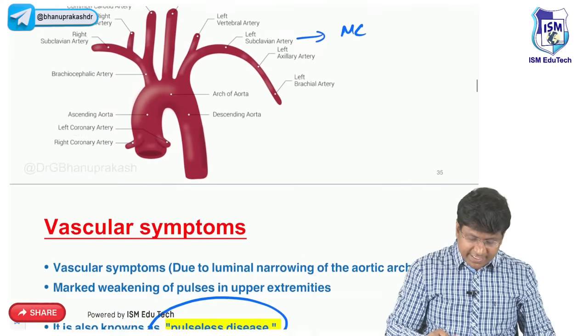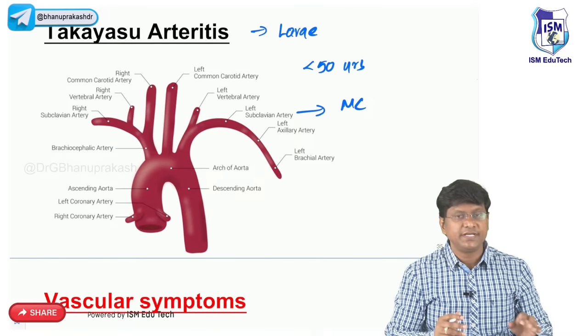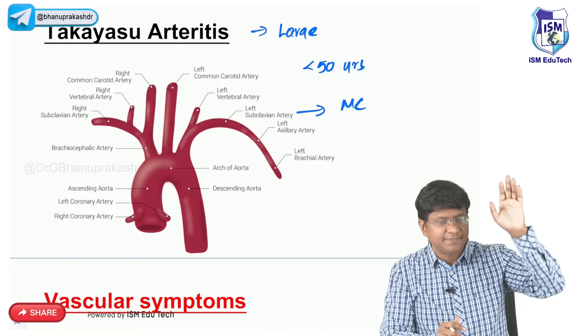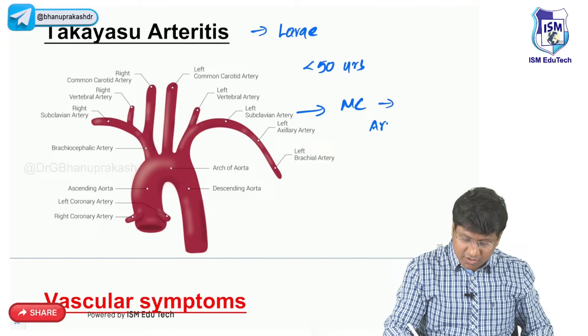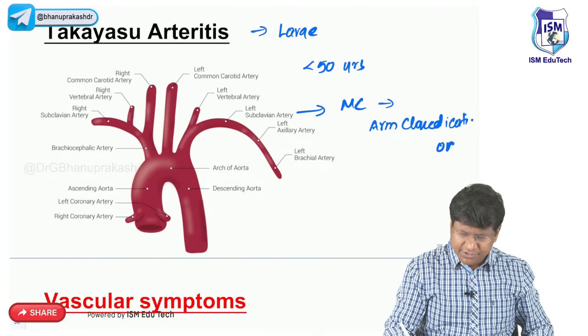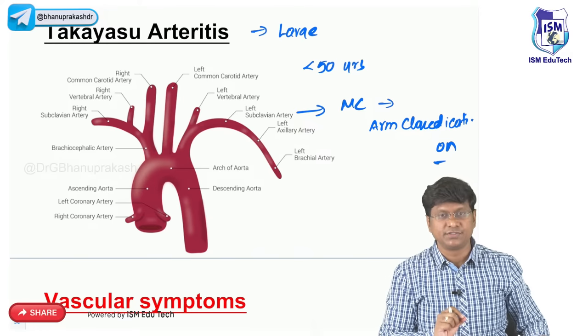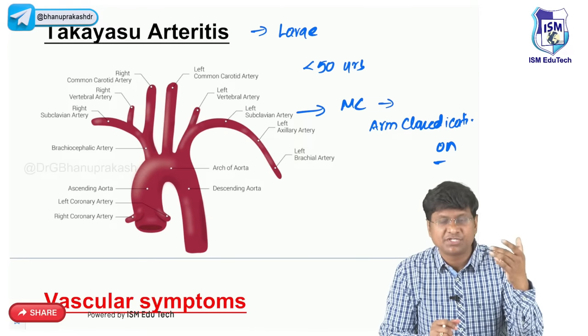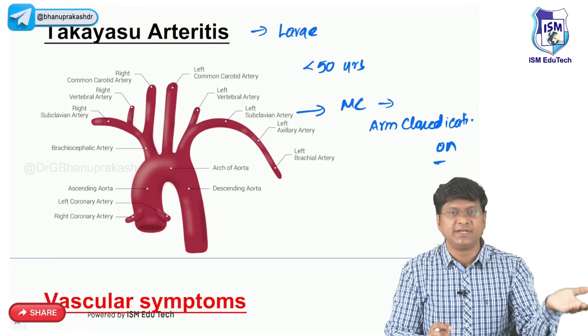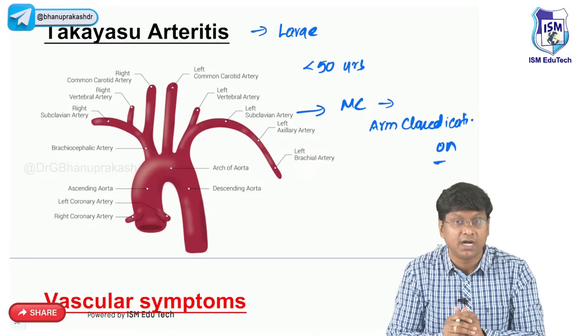Now, what will be the clinical manifestations? See, because of the involvement of the subclavian artery, the blood supply to the upper limb will be reduced, and thereby the patient will present with arm claudication. So whenever the individual starts doing some work with the upper limb, he or she will have pain, and after taking rest, the pain will disappear. And that is what is called arm claudication.